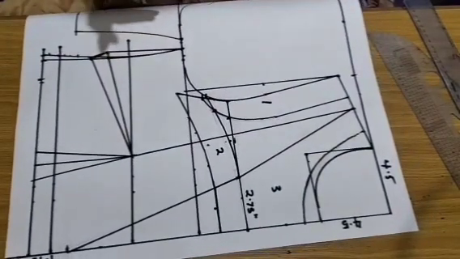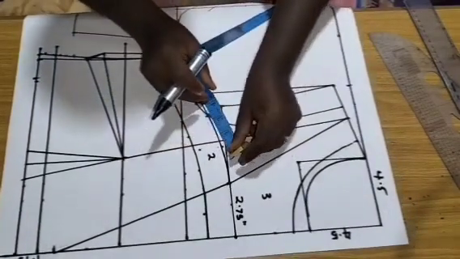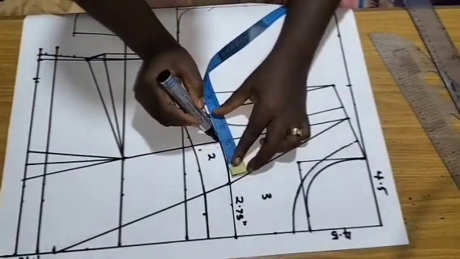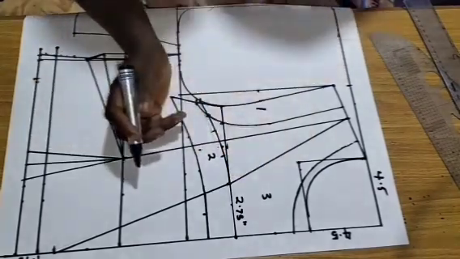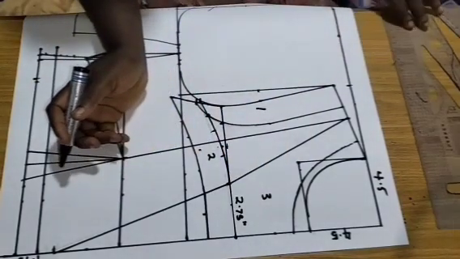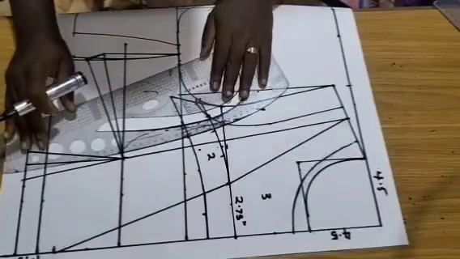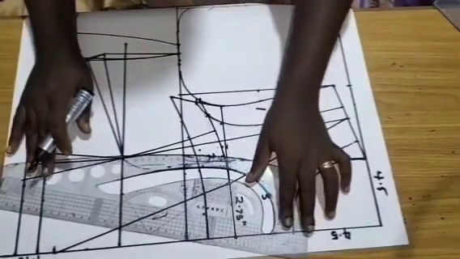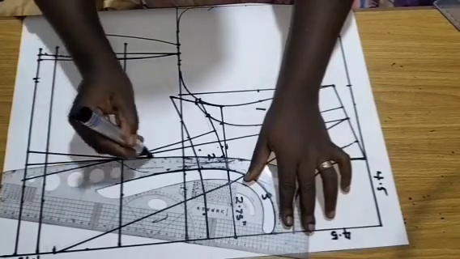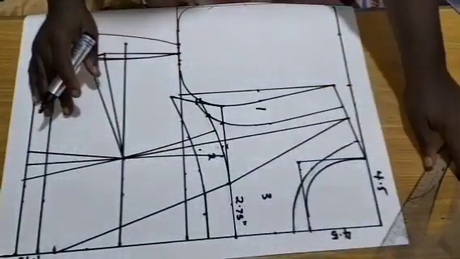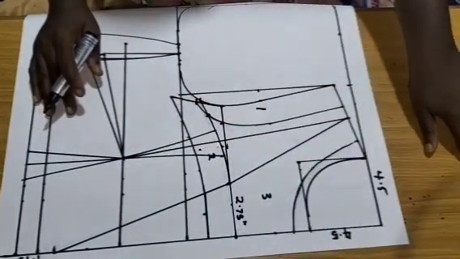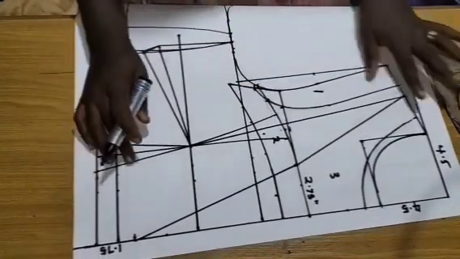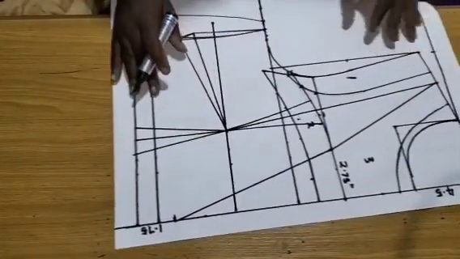So now I'll come over here to take my 0.75 here, 0.75 this way. So that is my over bust dart. I'll go ahead and create my over bust dart, flip it this way and create it. So you can see. Once I've gotten the over bust dart, I'll now come over for the bust tightening.